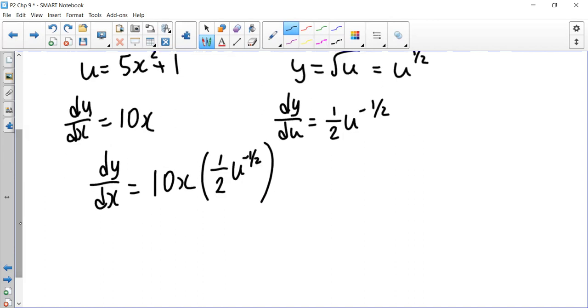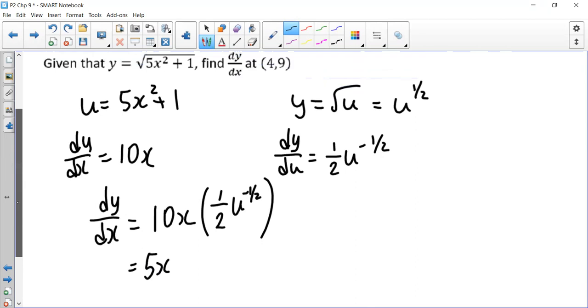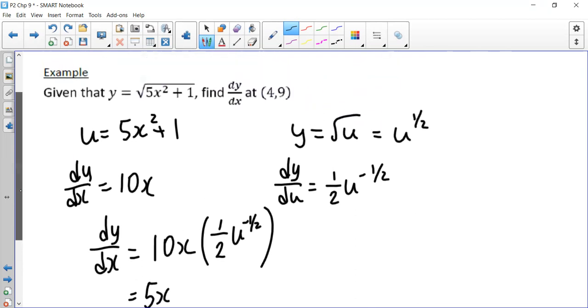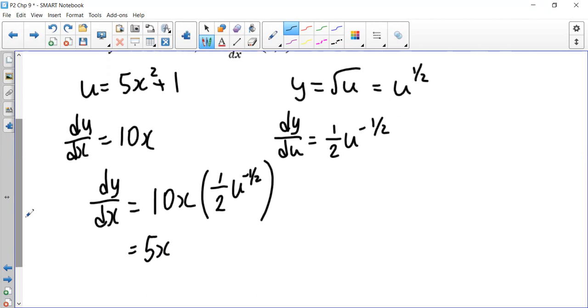Okay, I can simplify a little bit: 5x. Now I don't like u because the question is about dy by dx. There should be no u. So in the final answer, I'm going to write u as 5x squared plus 1. So 5x bracket 5x squared plus 1 to the power of negative a half.